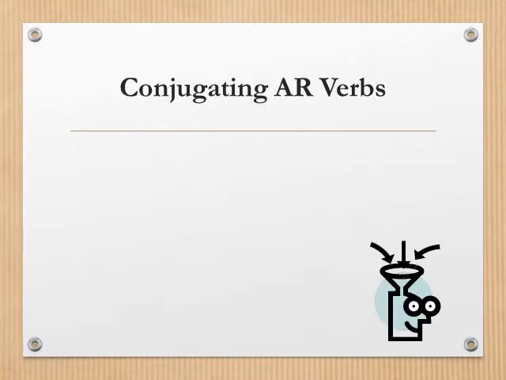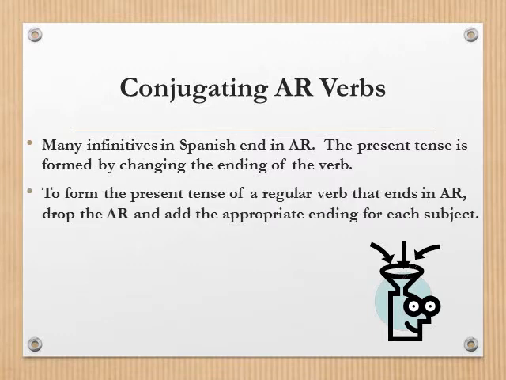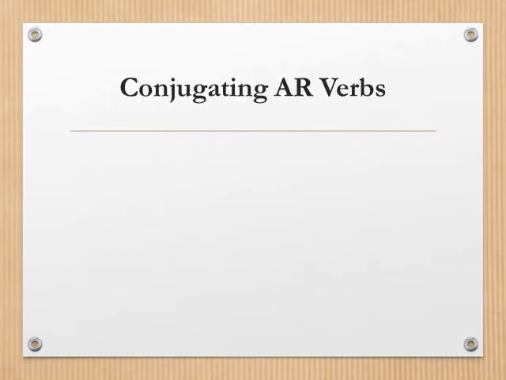All right, guys, so when we're looking at conjugating AR verbs, just so you know, many infinitives in Spanish end in AR. The present tense is formed by changing the ending of the verb. To form the present tense of a regular AR verb, you're going to drop the AR and add the appropriate ending for each subject. Now, I'm going to show you what the endings are first, and then we're going to do a practice verb together.